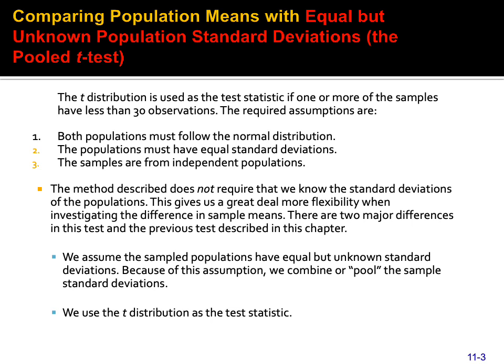So there are two major differences in this test and the previous tests. Here we just assume that the population standard deviations, although unknown, are equal. Because of this assumption, we pool the sample standard deviations and we use a test statistic, the t-statistic.